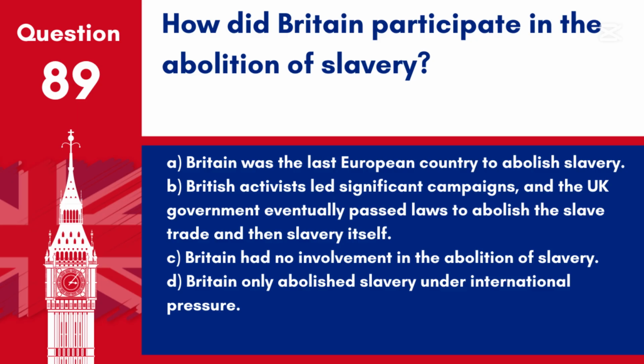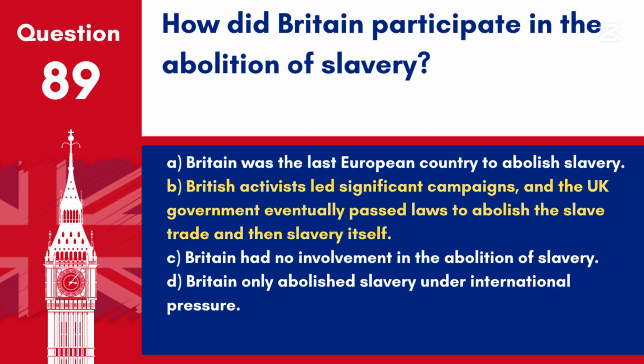Question 89. How did Britain participate in the abolition of slavery? A. Britain was the last European country to abolish slavery. B. British activists led significant campaigns, and the UK government eventually passed laws to abolish the slave trade and then slavery itself. C. Britain had no involvement in the abolition of slavery. D. Britain only abolished slavery under international pressure.